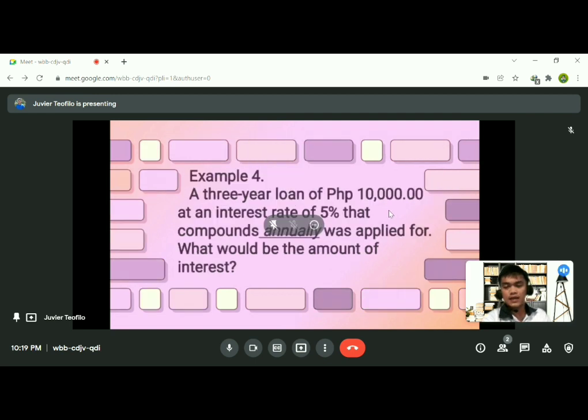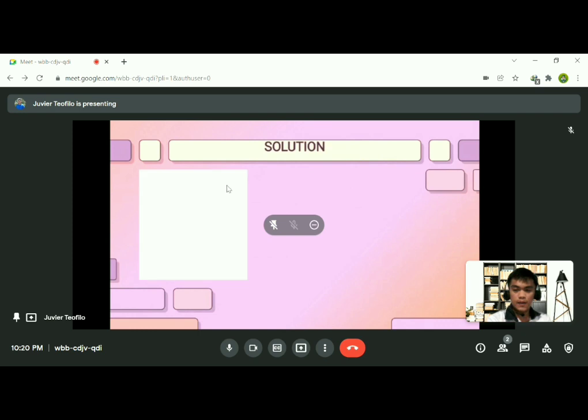So let me read the example number 4. A 3-year loan of 10,000 at interest rate of 5% that compounds annually was applied for. What would be the amount of interest? Okay, so let's have the solution. The given information there: principal is equal to 10,000, R is equal to 0.05, N is equal to 1 because it is compounded annually, and time is equal to 3 because it is a 3-year loan.